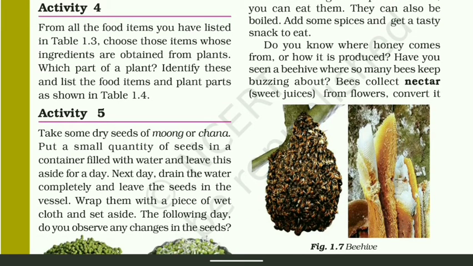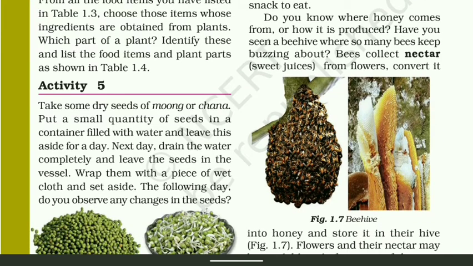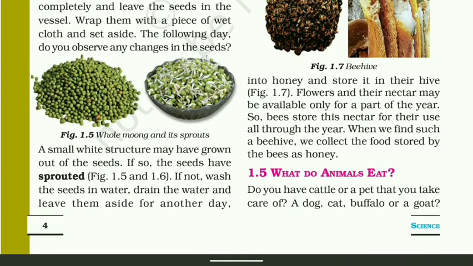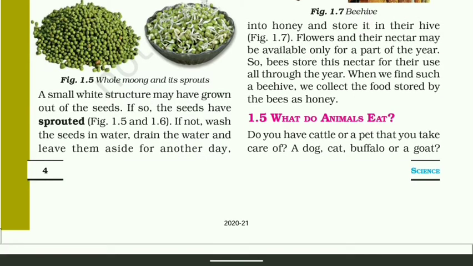Do you know where honey comes from or how it is produced? Have you seen a beehive where so many bees keep buzzing about? Bees collect nectar, sweet juices from flowers, convert it into honey, and store it in their hive. Flowers and their nectar may be available only for a part of the year, so bees store this for their use all through the year. Then, when we find such a beehive, we collect the food stored by the bees as honey.